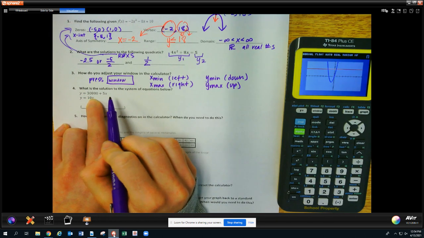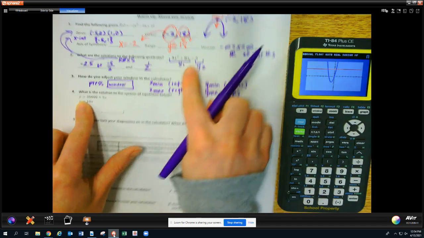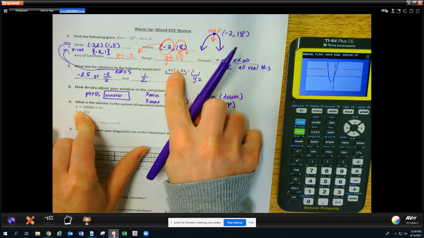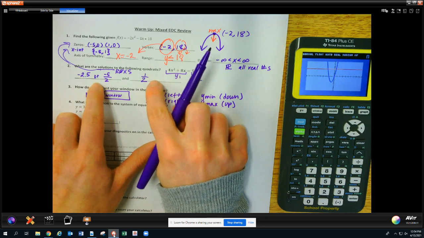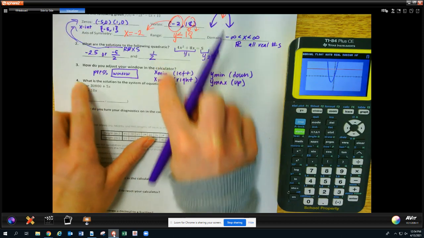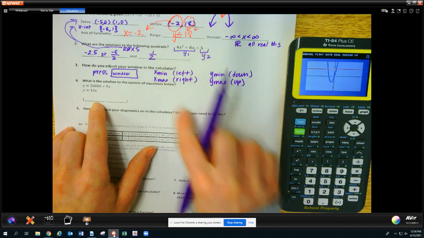It says, what is the solution to the system? Anytime you have X and Y that you're solving for, see up here, we didn't have Y in our equation. So that's why I didn't write any Y values, only X values for the solutions here. Here we have Y's in our equation. So this time our solution is an ordered pair.